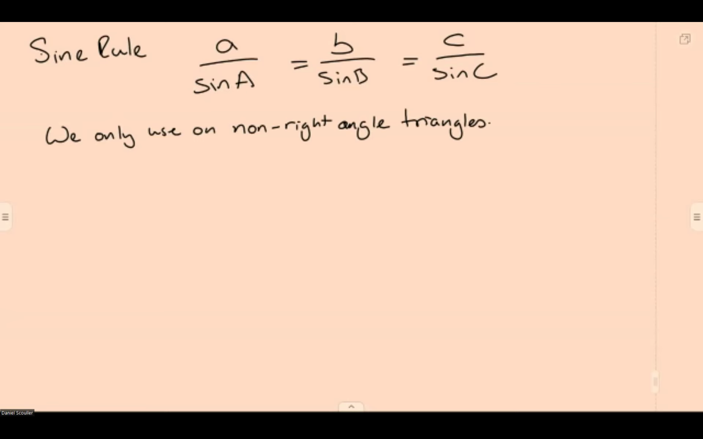And the small letters were the sides, and that was the lengths of them. And the capital letters were a placement for the angles.